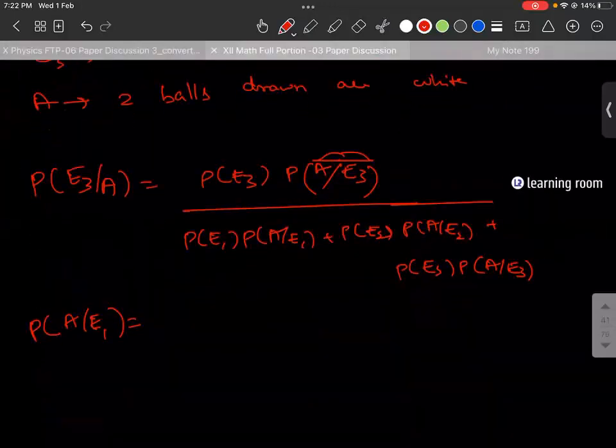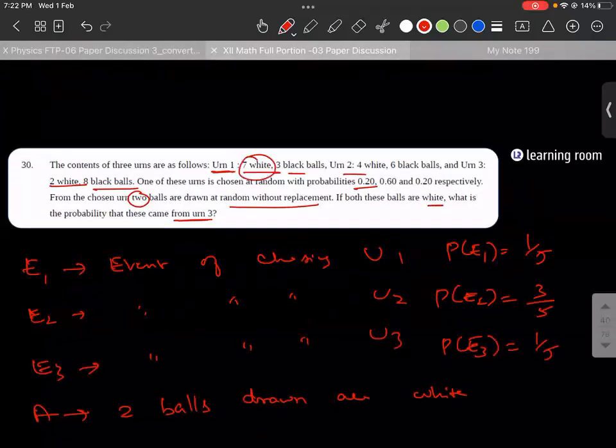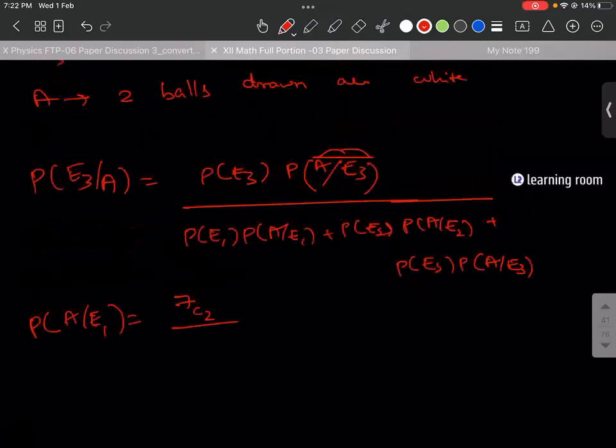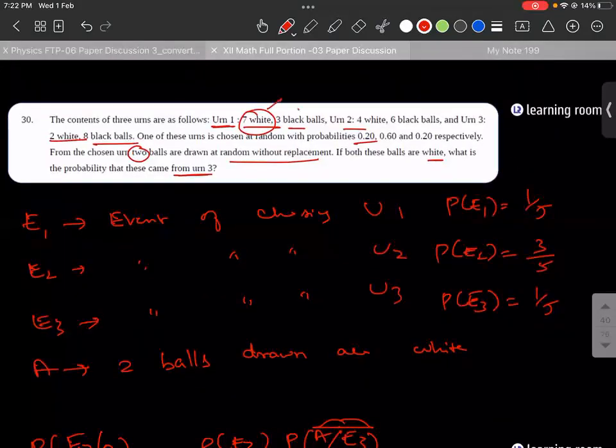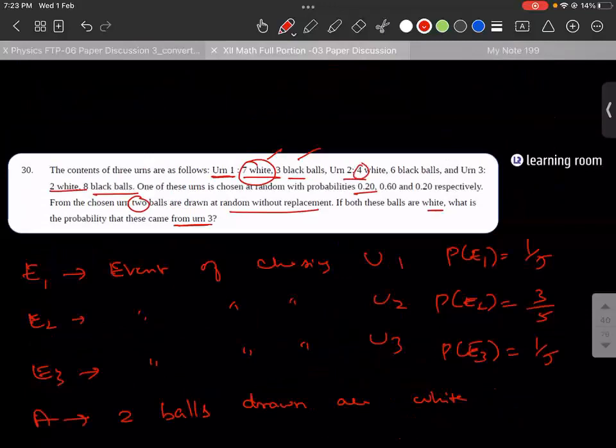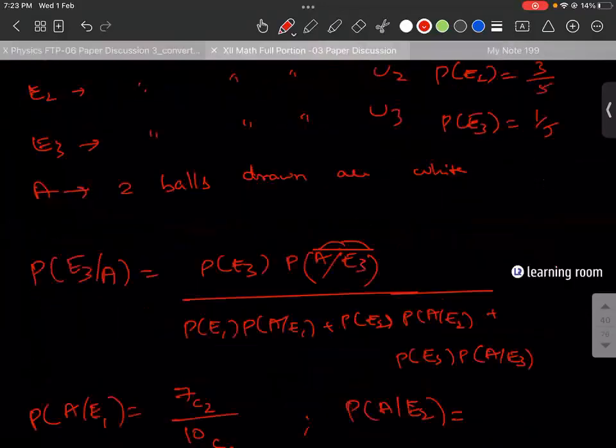You chose 2 white balls from the first bag. Out of the 7 white balls that are available, 7C2 divided by the total possibility. 7 plus 3, it is going to be 10 balls. So 10C2. What is the probability of A given E2? 4C2 by 10C2.